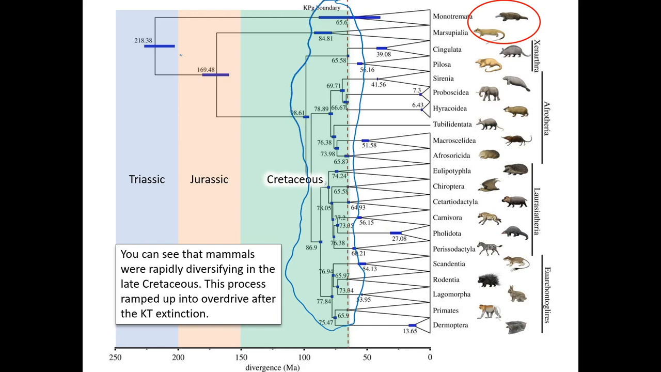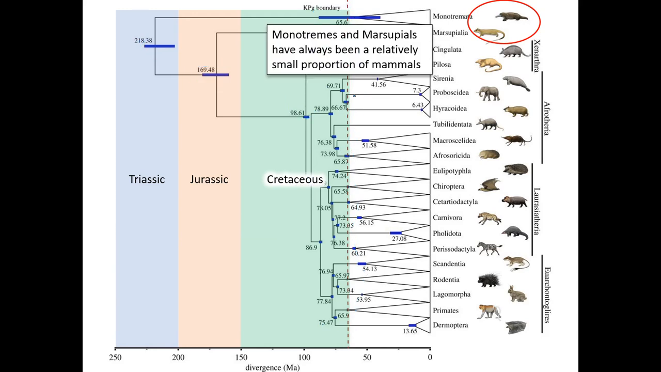events. In the Triassic, there was one diversifying event between marsupials and monotremes, and then we get the difference between monotremes, marsupials, and placental mammals. Then we start to get a little bit in the Cretaceous. But once we get to the end of the Cretaceous and after the Cretaceous, things just explode. So monotremes and marsupials have always been a relatively small proportion of the mammals.